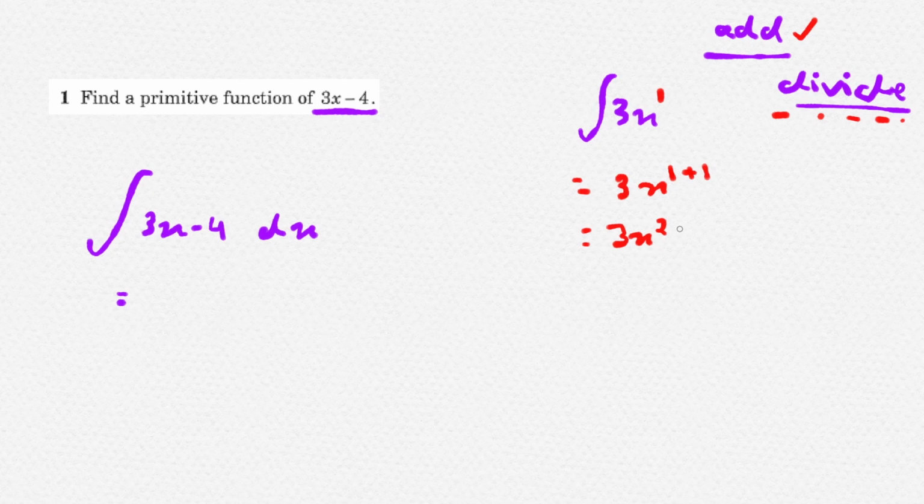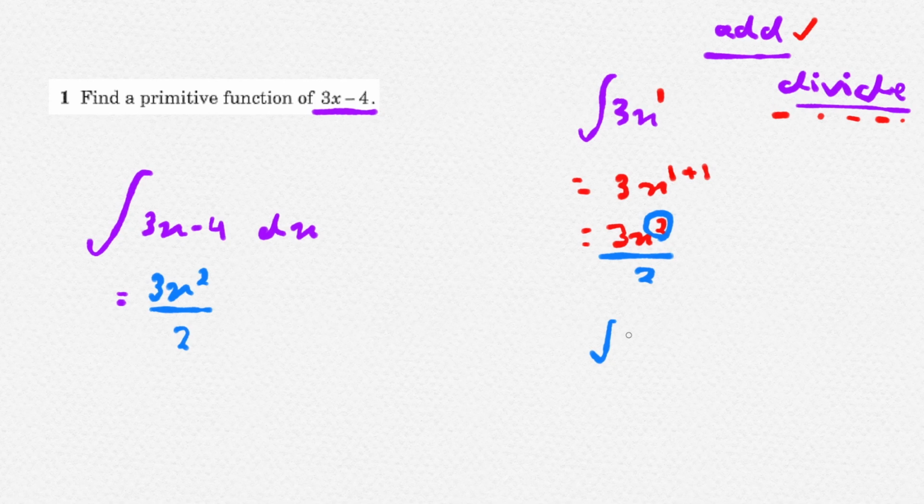Now, let's divide this integration. 3x squared. We know our new exponent is 2, therefore we must divide by 2. That is how to integrate 3x. So let's write that down. 3x squared over 2 minus 4.